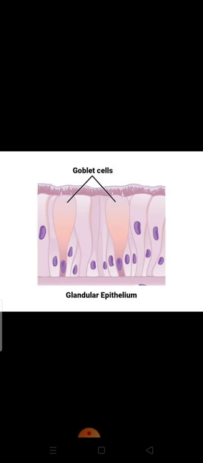Now the last type of epithelium is glandular epithelium. Students, this epithelium consists of columnar cells modified to secrete chemicals. It lines glands such as gastric glands, pancreatic lobules, intestinal glands, etc.